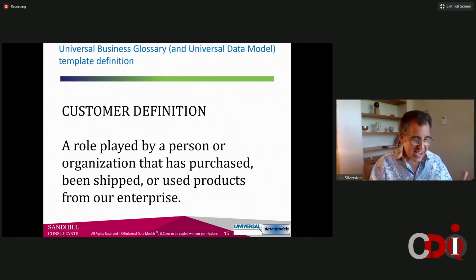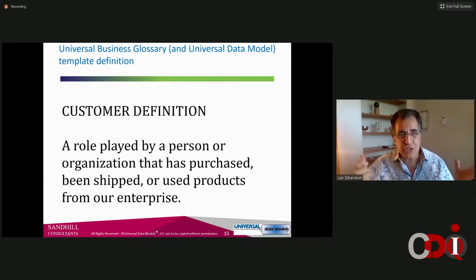So we've been doing this for decades, creating thousands of definitions, really understanding the essence of what these things are. And by the way, there are many ways to create a definition, but here's one template that we can use: a role that is played by a person or organization that has purchased, been shipped, or used products.